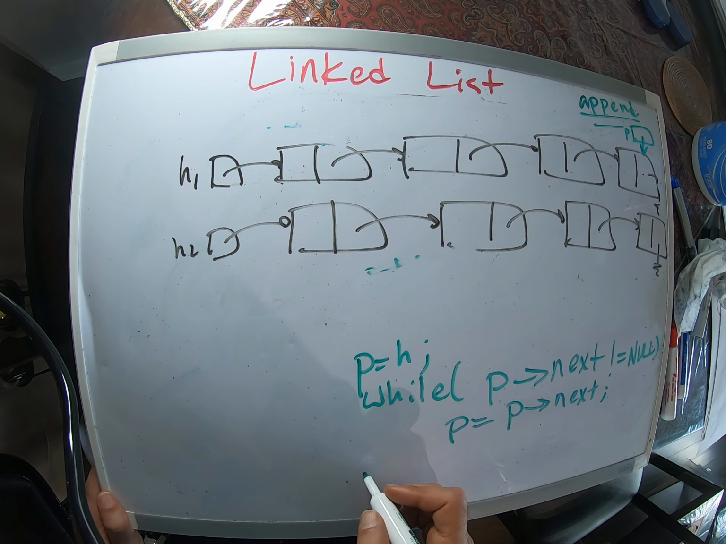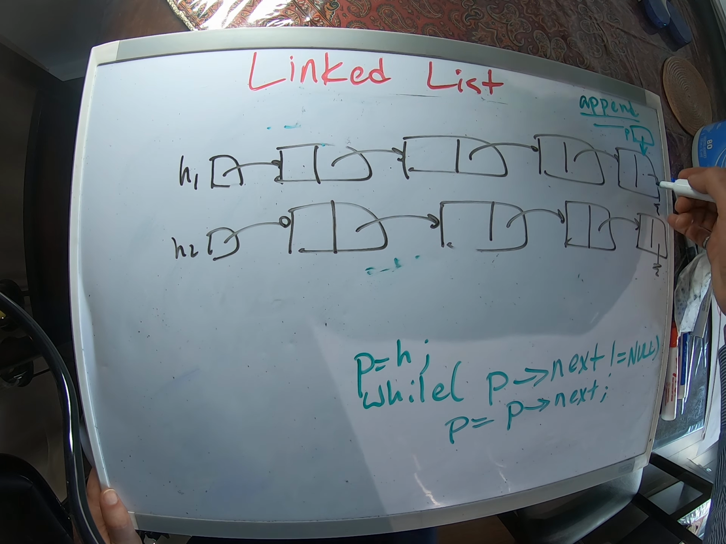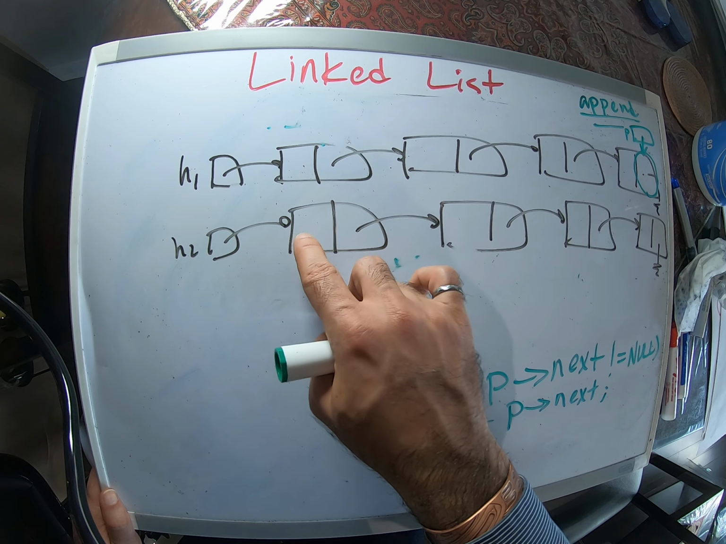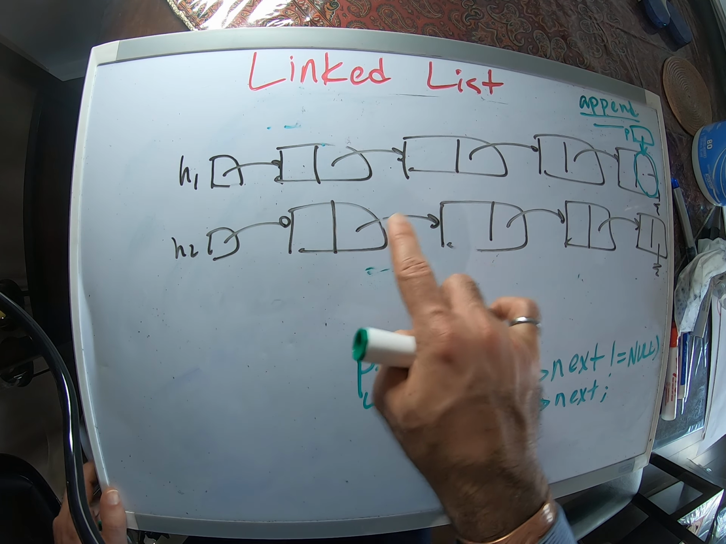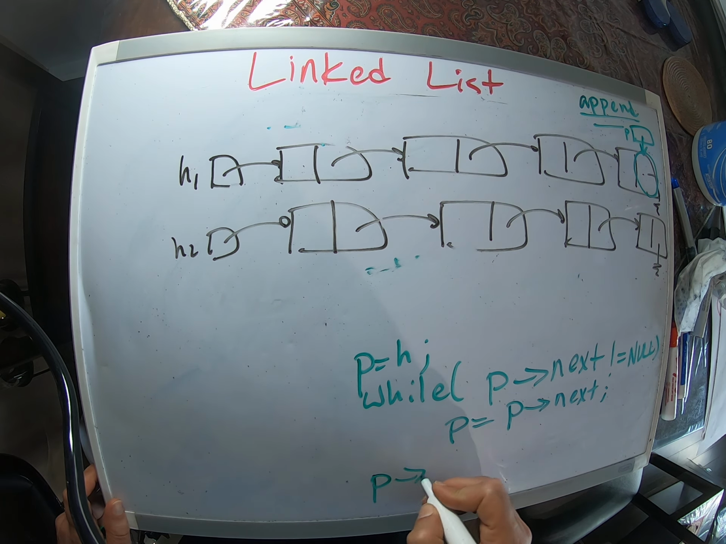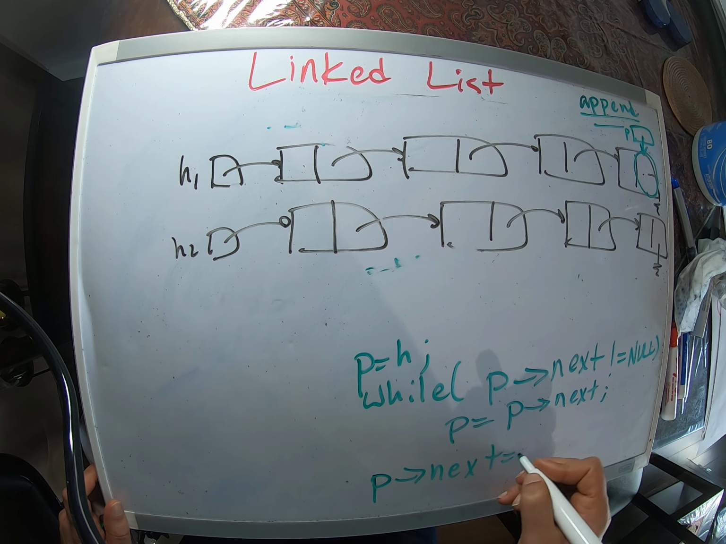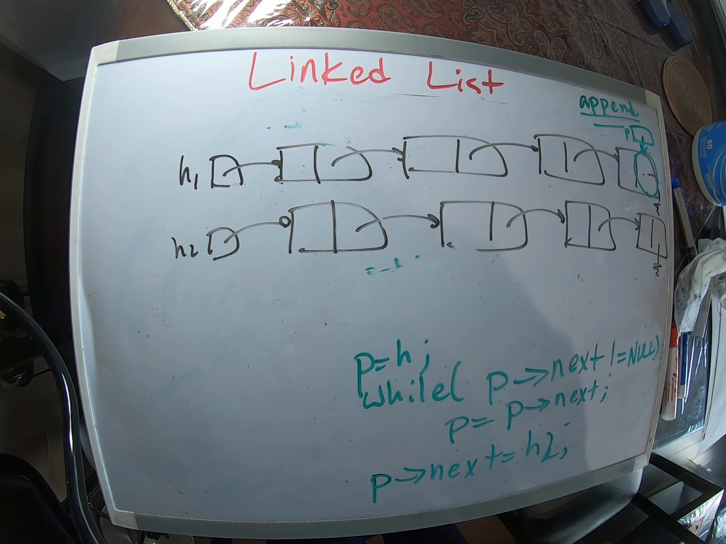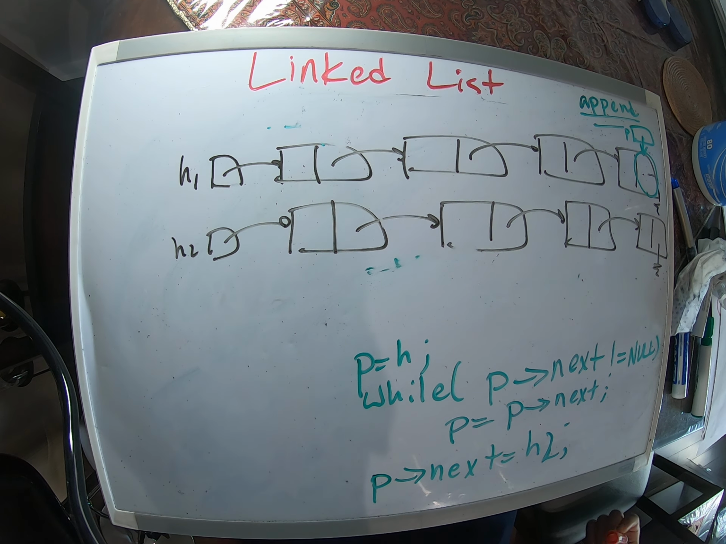We want this pointer, instead of being null, to be pointing to this node. So we want P arrow next to be equal to H2. That was a very easy example. There is one problem here.